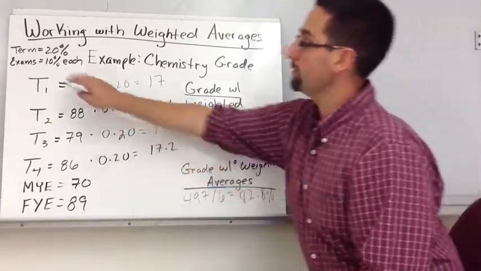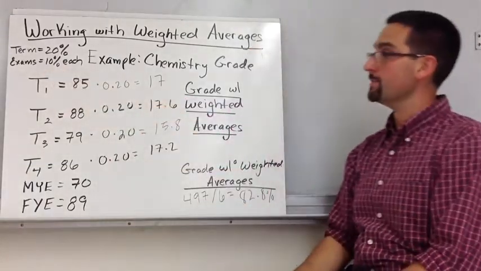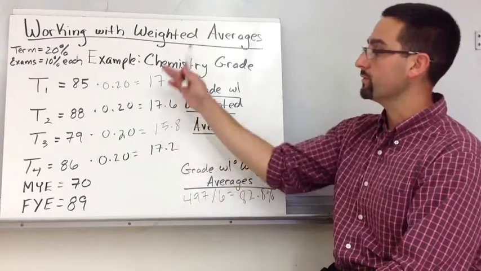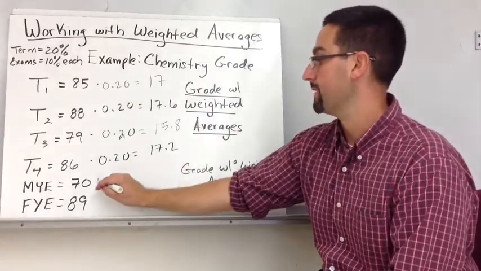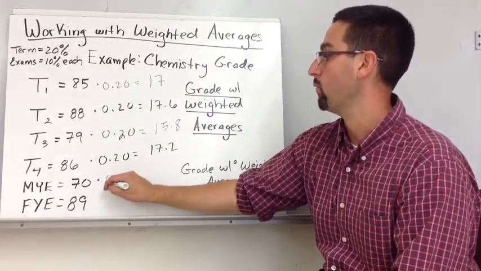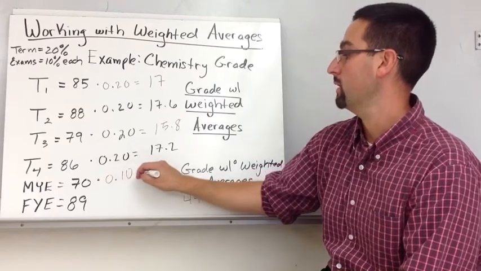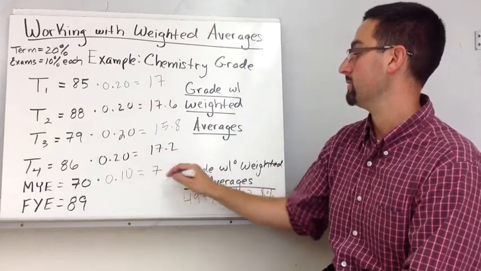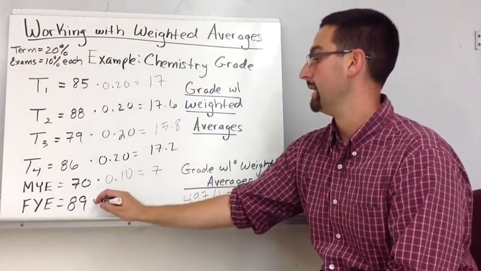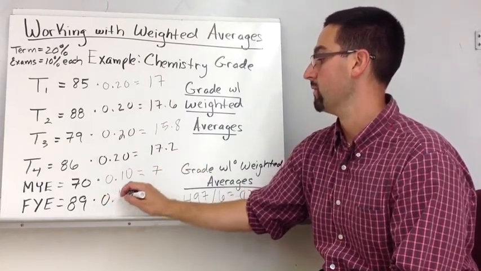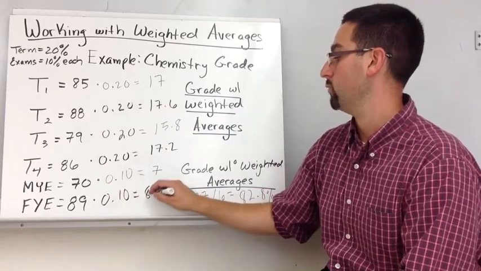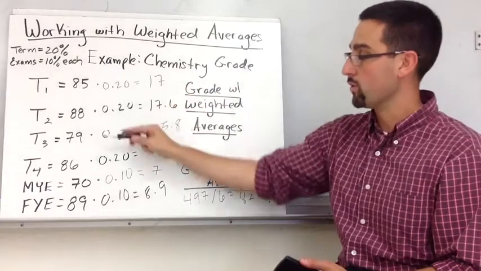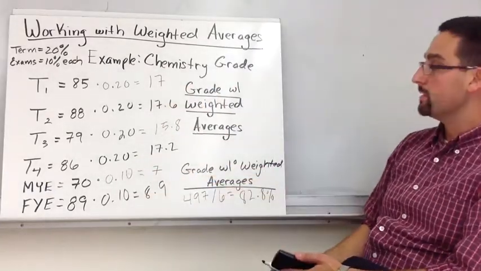Okay, now the exams here, the exams are each 10%, so they're less heavy than the terms. So to get 10% of a number, we multiply it by 0.10, and we simply move the decimal over. So that's going to be 7 points. And 89 times 0.10 is 8.9. Okay? So we have what each term and year exam contributes to the average.